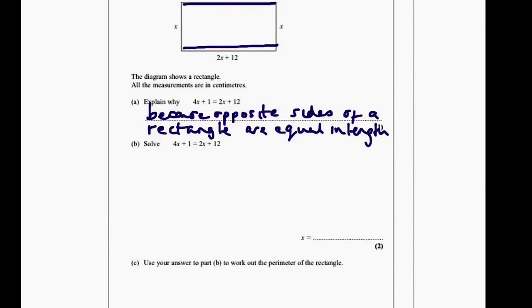Then it says solve 4x plus 1 is equal to 2x plus 12. So it's looking for a value of x that makes this correct. There are lots and lots of different ways that we could solve this. One, if you have literally no idea, would be just to chuck in a couple of values. Let's say x is equal to 2. Does that make it right?